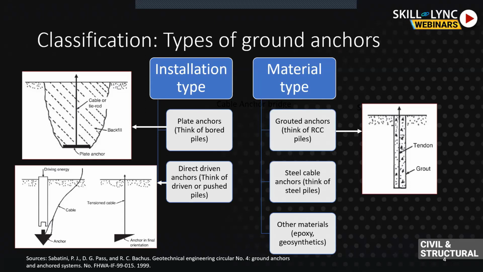Based on installation type, we have two kinds of anchor: plate anchors and driven anchors. If you forget about these things, just think of piles: bored piles and then driven piles. You can think of similar types of anchors. And based on materials, I will draw the analogy with piles because this is very similar. Based on material types, there are grouted anchors and steel cable anchors, and there are several other geosynthetic or other kinds of materials which we can use in anchors.